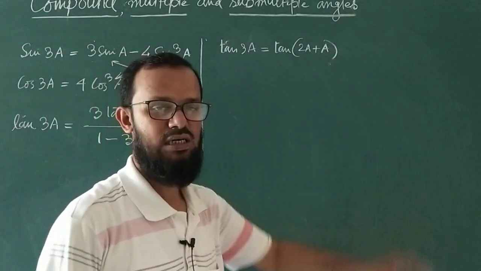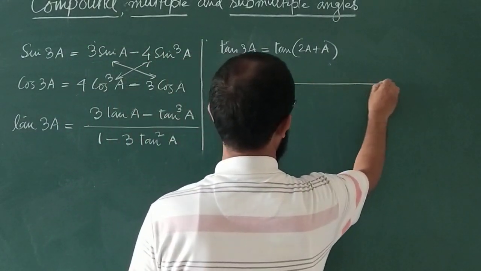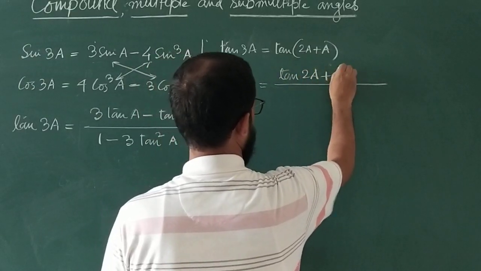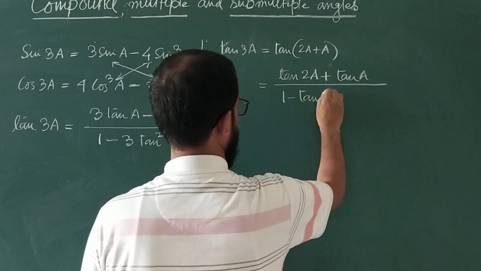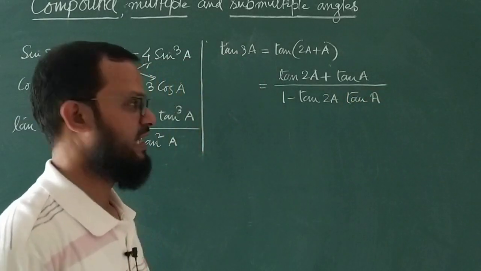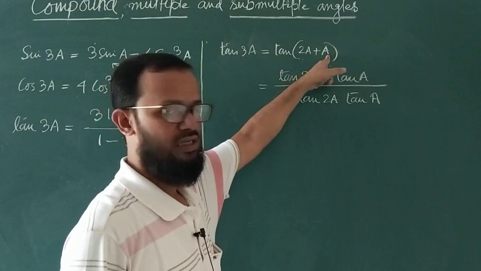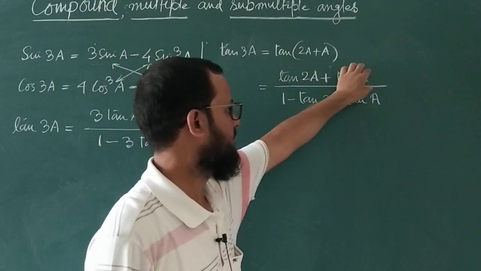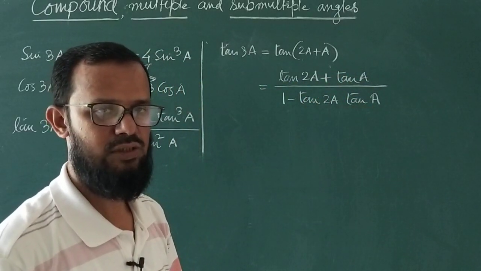And you know what is tan a plus b? Tan a plus b equal to what? Tan a plus tan b divided by 1 minus tan a tan b. Okay, what is a? In place of a, twice a, and in place of b is what, a. Formula का जो है a plus b, tan a plus tan b divided by 1 minus tan a into tan b. Here a means twice a and b means a.